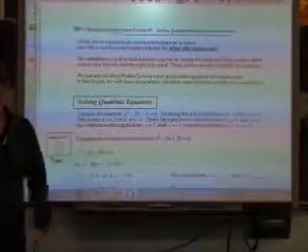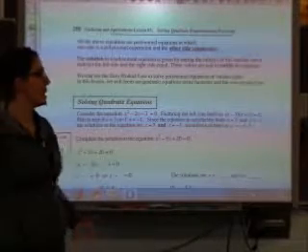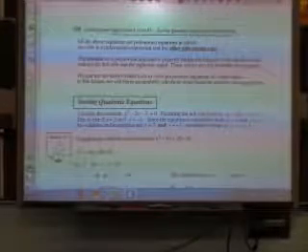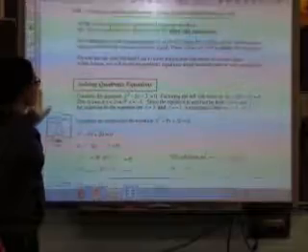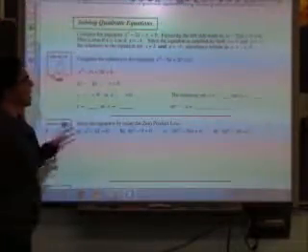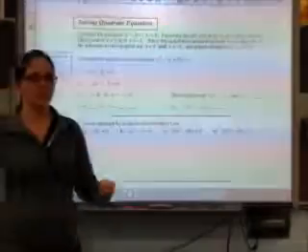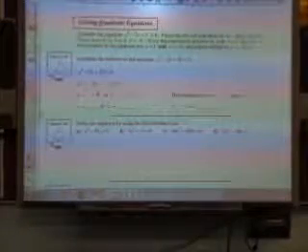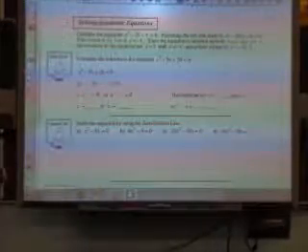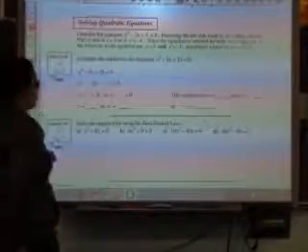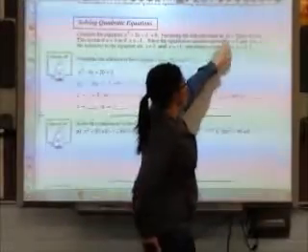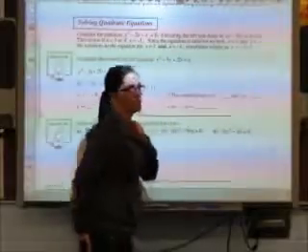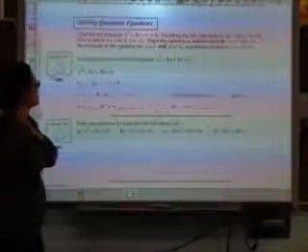We use the zero product law to solve equations of this type. So what we are going to do is combine the zero product law with factoring to solve quadratics. Consider the equation x squared minus 2x minus 3 equals 0. If I factor this, I get (x minus 3)(x plus 1) is equal to 0.